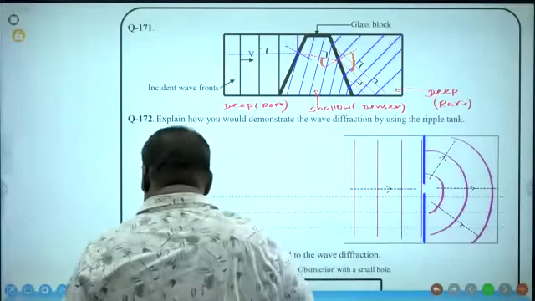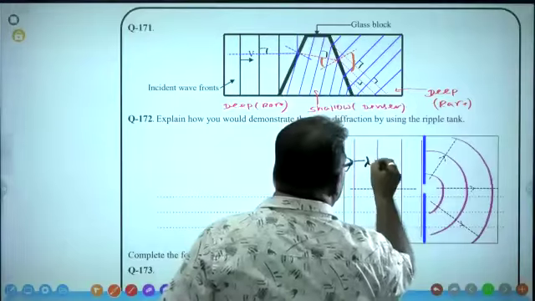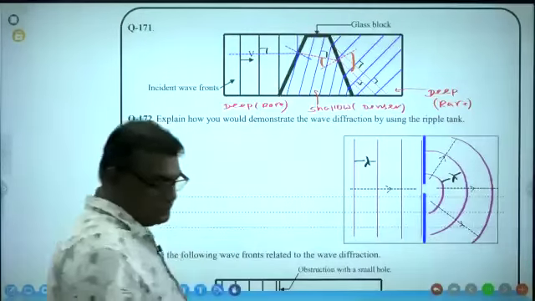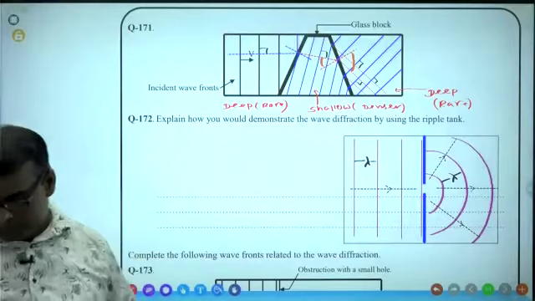Can you manage this? Here we have wavelength, and here we have also wavelength. Done.